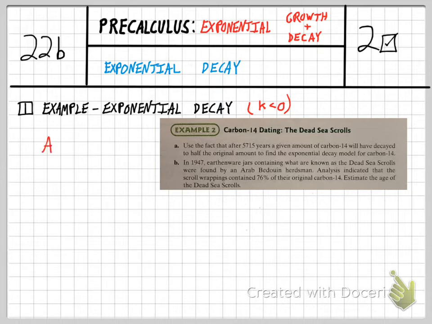Keep in mind our formula is going to be exactly the same, so I'm going to start with the same exact formula, and our job is the same. We want to figure out the initial amount and the value of k, and if I have those two things, I have a model that can be used to answer any questions.